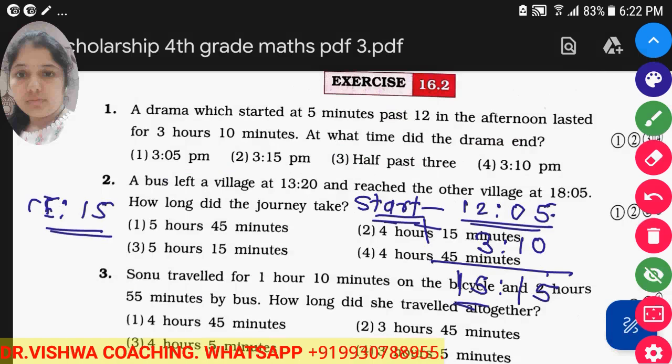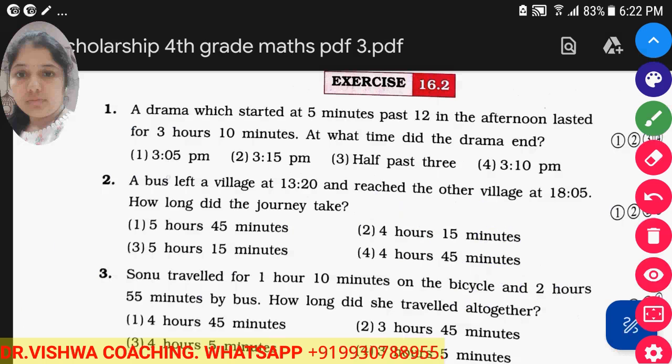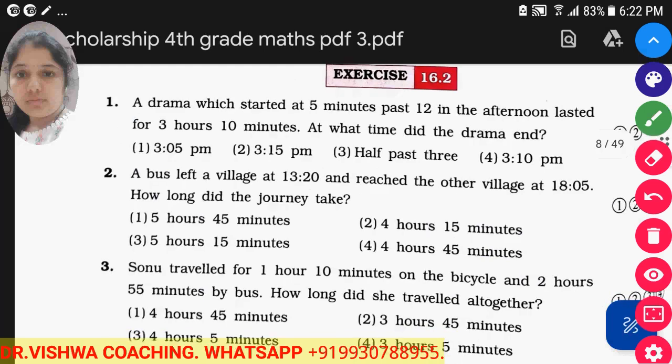Now you all know the 24-hour clock. When we think about the 24-hour clock, 15 hours means 15 minus 12, that is 3 hours, 3 o'clock in the afternoon. So the drama ends at 3:15 PM, post meridian. Okay, post meridian. So 3:15 is the correct option.